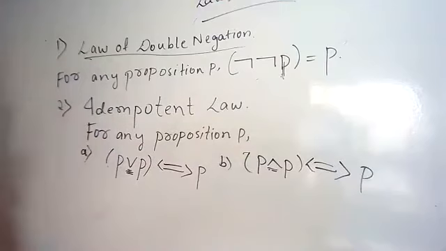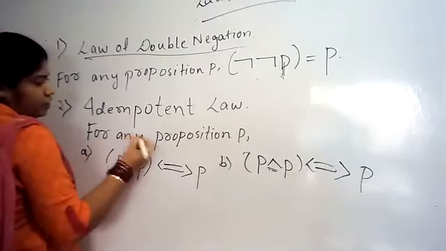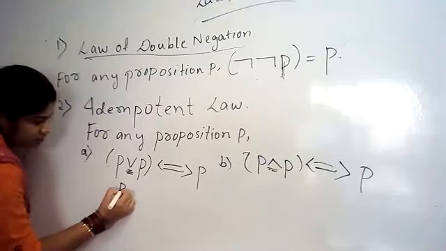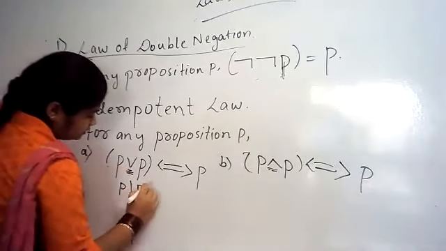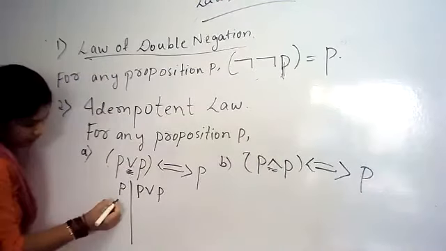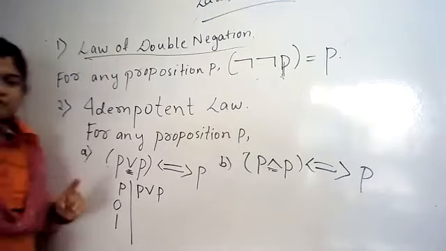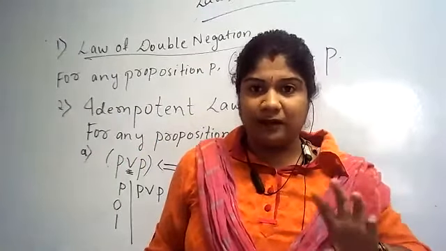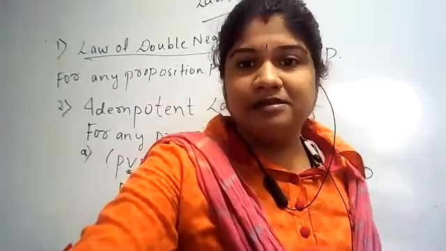Now, if I want to cross verify this, I put a table. Only one proposition is there, because it is for any proposition P. So only one proposition P. For example, P you take 0 and 1. One proposition gives 0 1. Two propositions give 0 0, 0 1, 1 0 and 1 1. Three propositions give 0 0 0 up till 7.